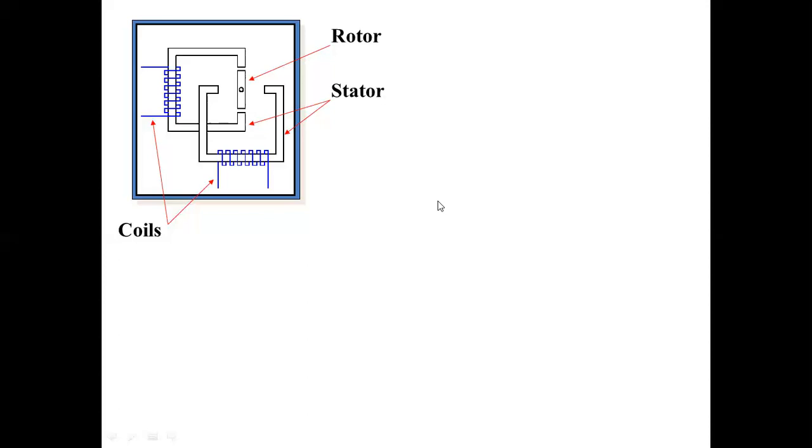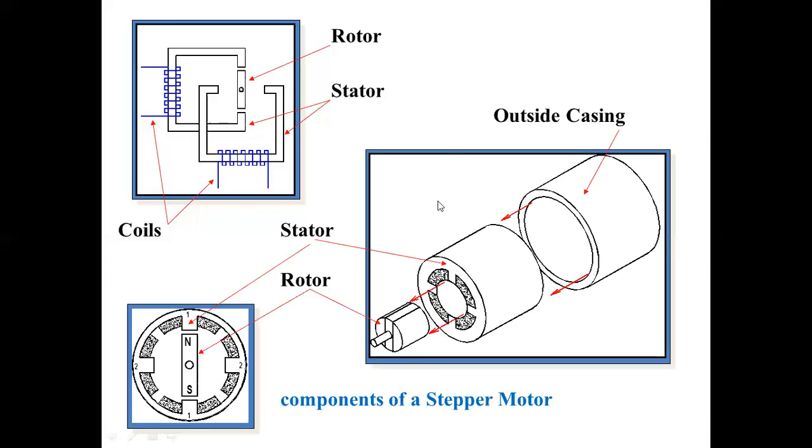90 degrees of value. And these are the components of a stepper motor. These are the components of a stepper motor. If you observe, this is the complete view, and it is the internal structure.